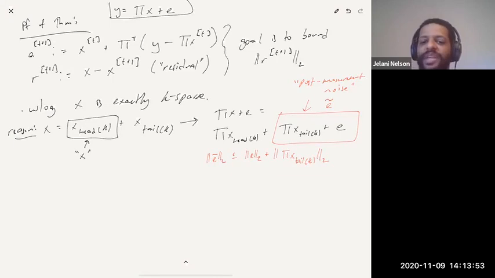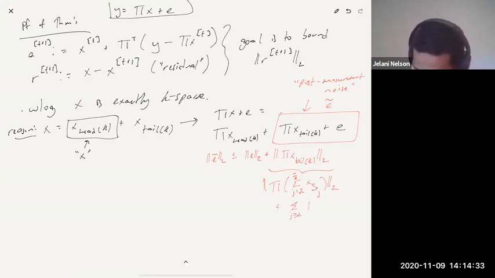So take any RIP matrix and give it any vector, not necessarily sparse at all, and I claim that pi can't increase its norm by much. Why not? Because this is the same as pi times the sum over j from 2 onward to n over k of x_{S_j}. S1 is the largest k entries in magnitude, S2 is the next largest k, S3 is the next largest k, etc. So x tail k I can write like this, and then the norm is at most the sum over j at least 2 of the norm of pi x_{S_j}.